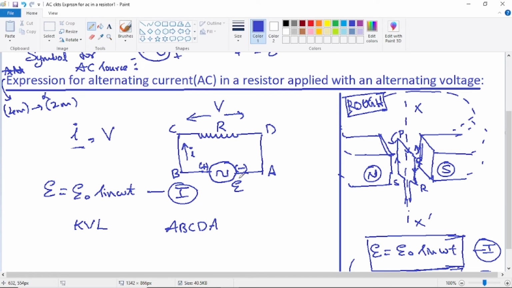But what is the change in potential? Final minus initial potential. We are going initially from A to D. Initially we are at A, which means we are at the negative potential. Finally we are at D. So the change in potential is final minus initial. Final is higher, and higher minus lower is positive. So it is plus E.